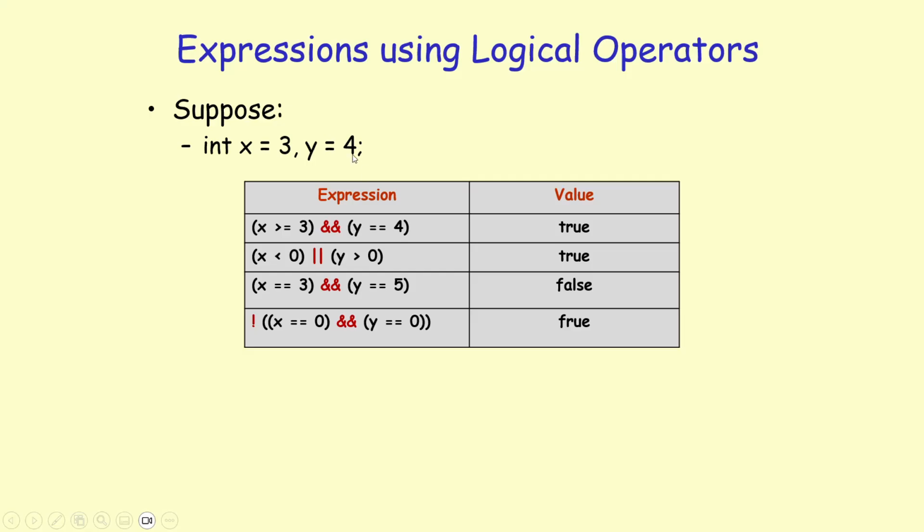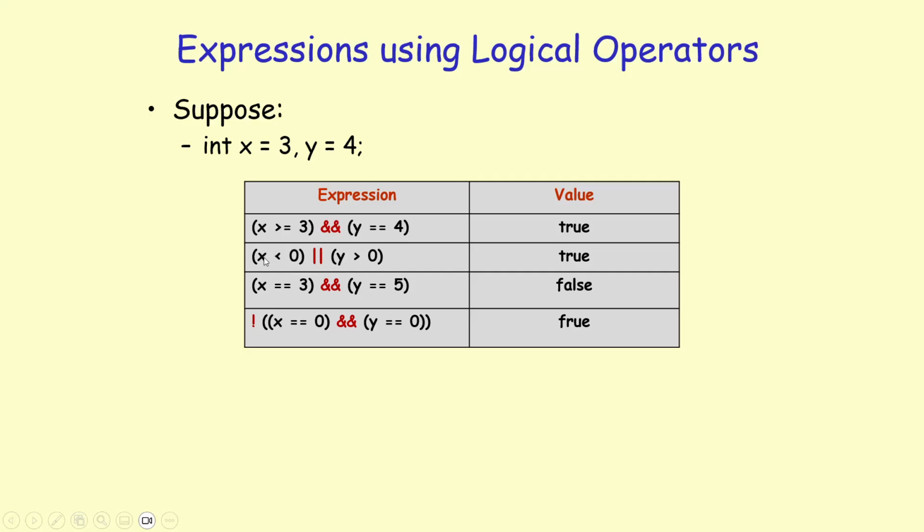Let's look at condition 2. It basically says y is equal to 4, the value of y is 4. So is 4 equal to 4? Yes. So condition 1 is true. Condition 2 is true. When you say condition 1 and condition 2, if both of them are true, the expression has to evaluate to true.